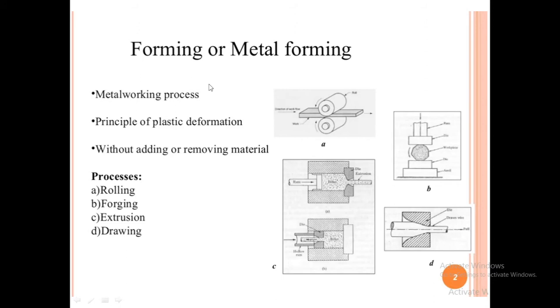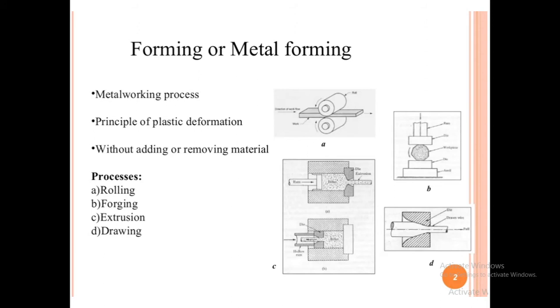What is meant by forming? We already discussed what the forming process is and what the different forming processes are, but in short we will discuss them, and then we will discuss the various types of defects in it. So here they have given the metal working process. What is forming? Forming is a metal working process.